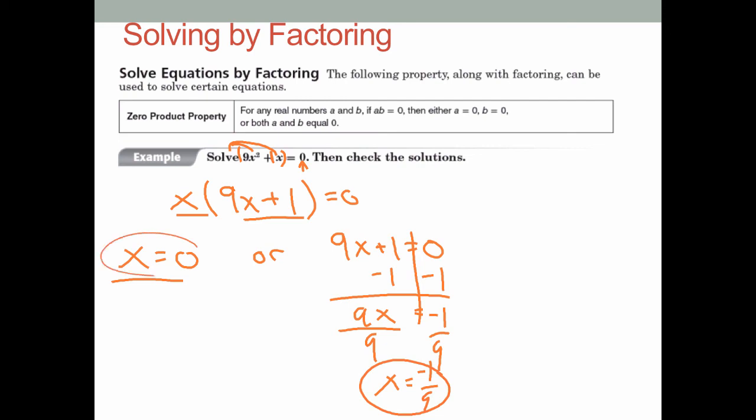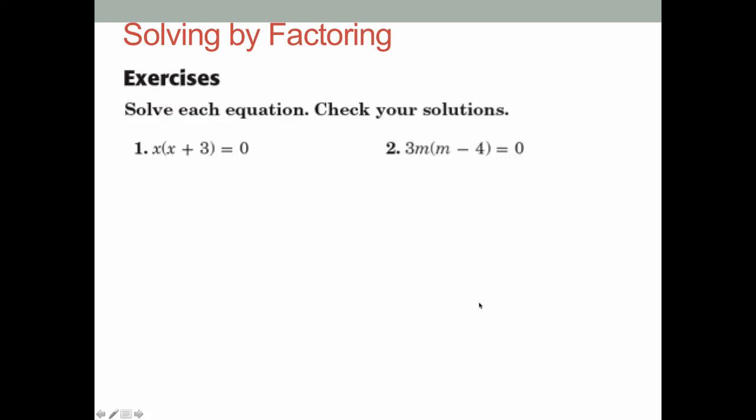So these are my two solutions. My solutions are x equals 0 or negative 1/9. I know those are my two roots, or where those are going to cross the x-axis. And I write them like this. They're not a point, they're just two numbers. Okay, x is either 0 or negative 1/9.